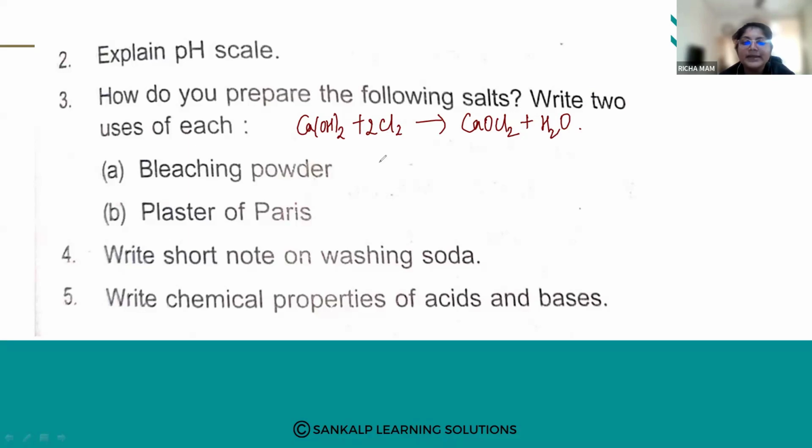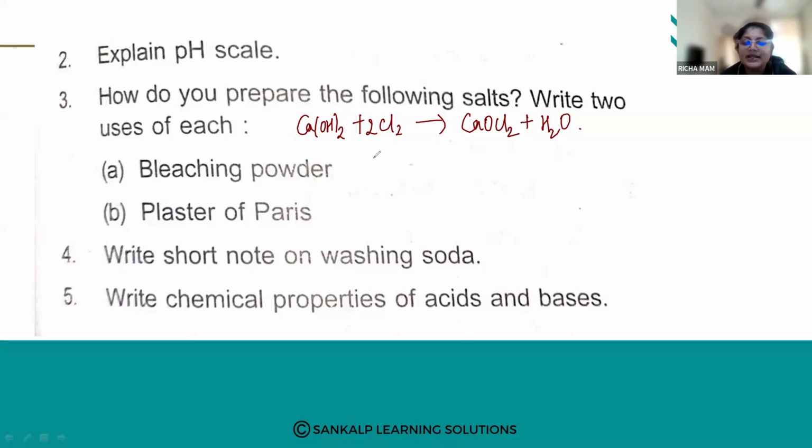Now what are the uses of bleaching powder? First of all, bleaching clothes, and disinfecting your drinking water. If there is some dirty matter in the water, you put bleaching powder. It is also used for bleaching cotton and linen in the textile industries. So this is about your bleaching powder.